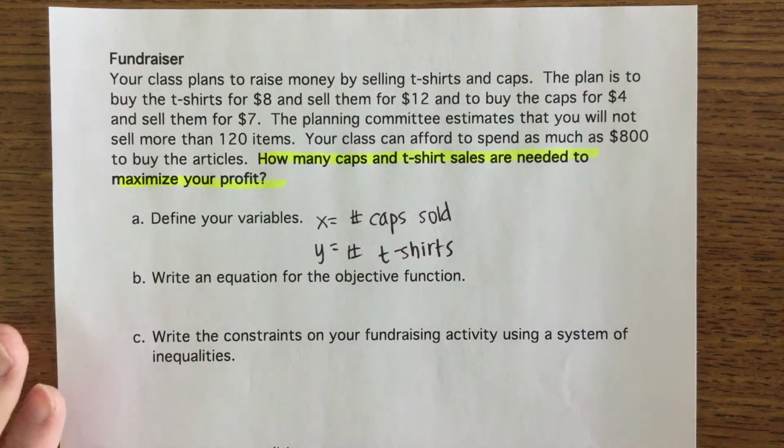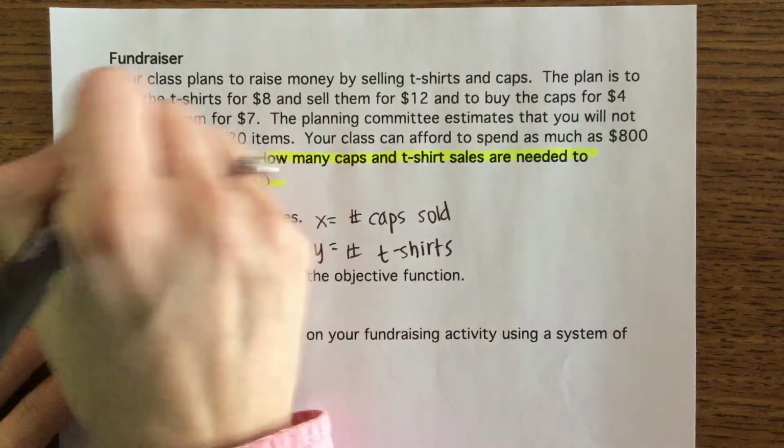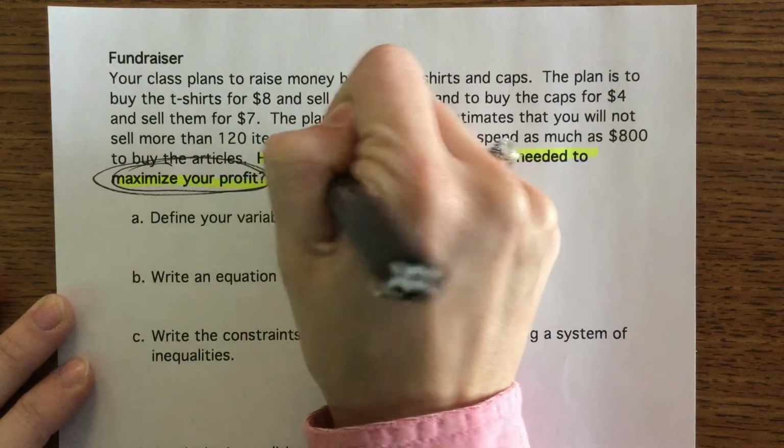Okay, write an equation for the objective function. If you are the person that is running this fundraiser, what is your objective? What do you want to do? Sell more than 120 items. You want to sell a lot of items, right? Because what are you getting? Money. Okay, so when it says maximize your profit, whatever you are maximizing, that is your objective.